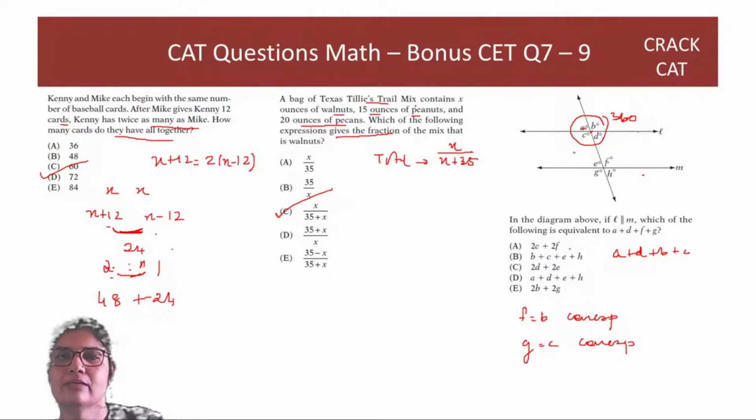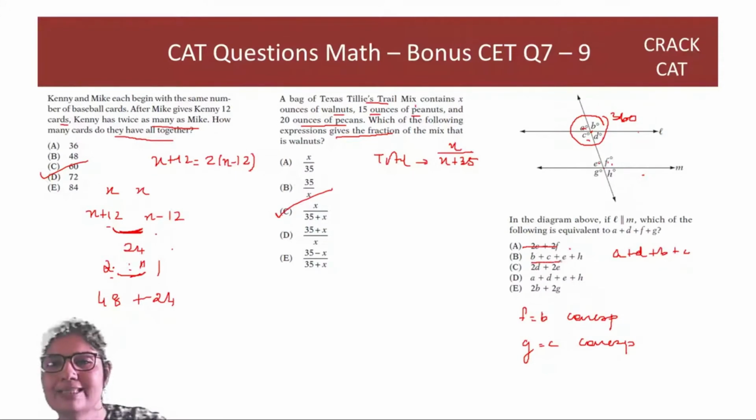So 2C plus 2F. Okay. Now 2C means C plus G and 2F is B plus F. I'm missing out on E and H, right? So this is going to be tough.